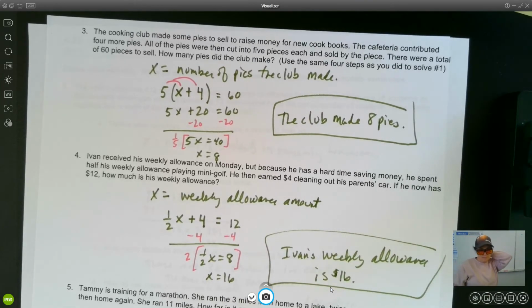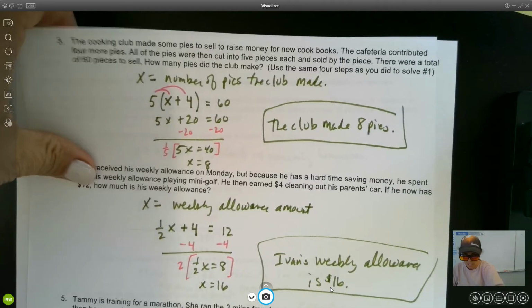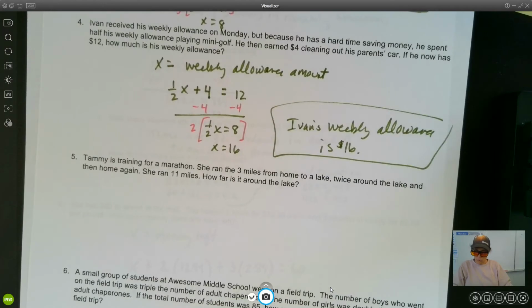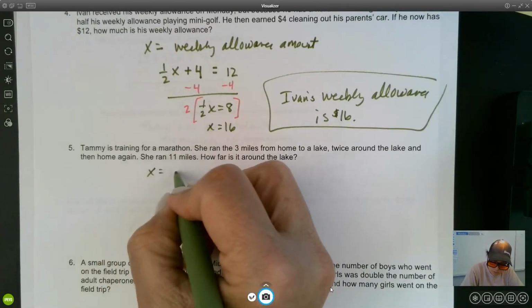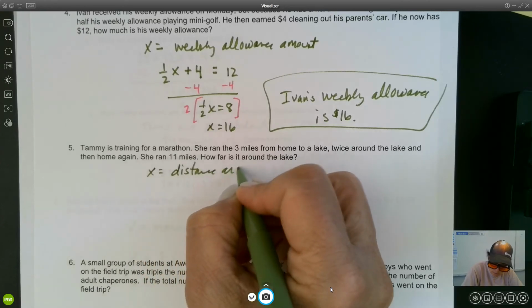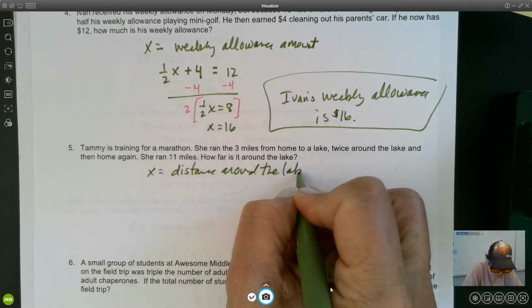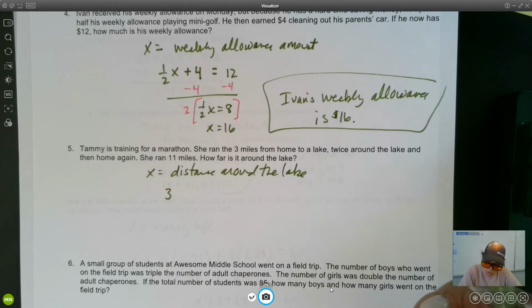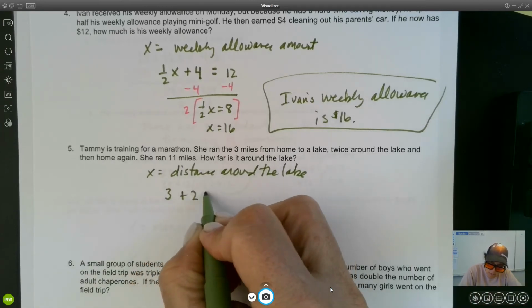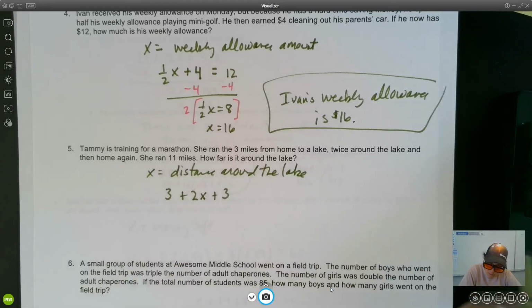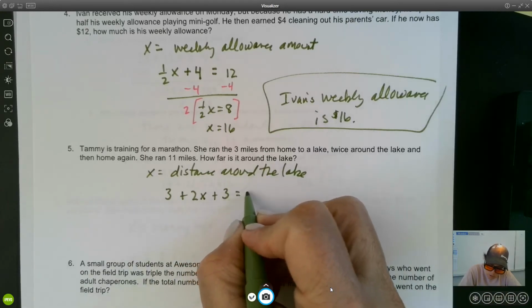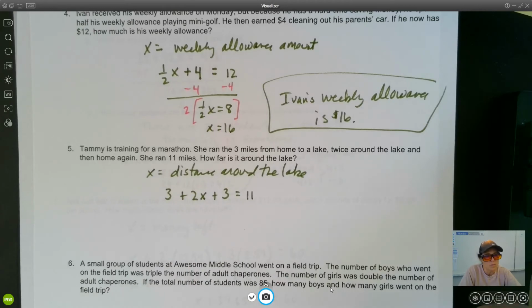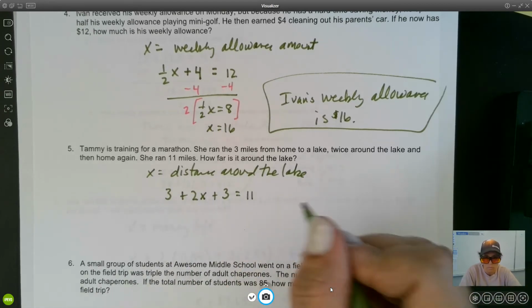Okay, number 5. Tammy is training for a marathon. She ran 3 miles home to a lake, twice around the lake, and then home again. She ran 11 miles. How far is it around the lake? So x equals the distance around the lake. All right, so she ran 3 miles from home to the lake, plus twice around the lake, and then 3 miles from the lake to go home, and it totaled 11 miles. So there's the equation that matches this word problem here.